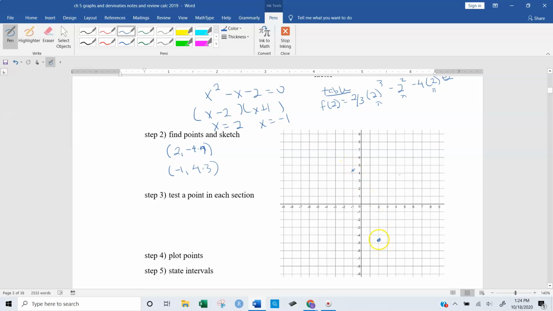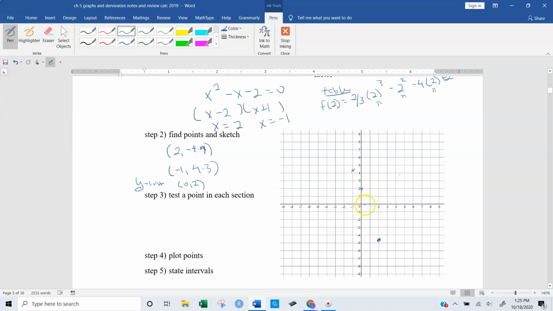Okay, the next thing we want to do is graph the y-intercept. I know it says test a point in each section, but I would like to graph the y-intercept. And I know the y-intercept is the c value or the last value, which is a +2. So the y-intercept is 0, 2. So I'm going to go to 0, 2, and I'm going to put a dot.